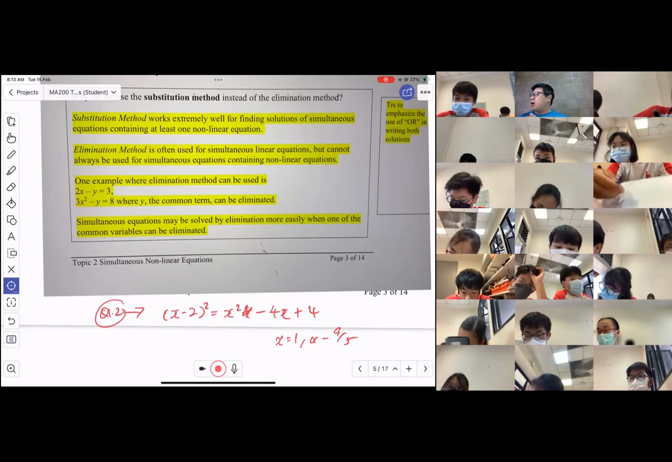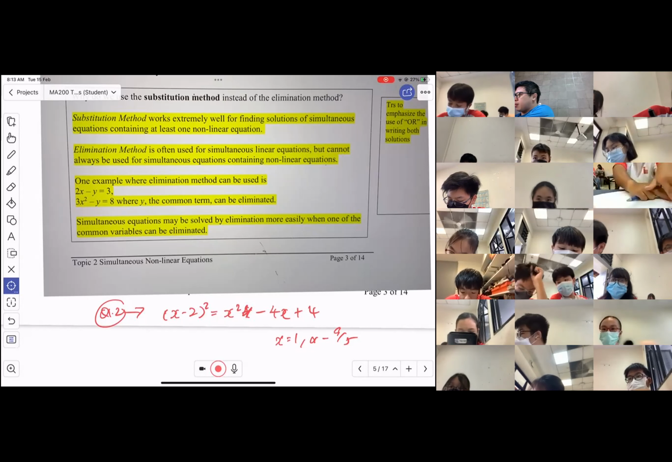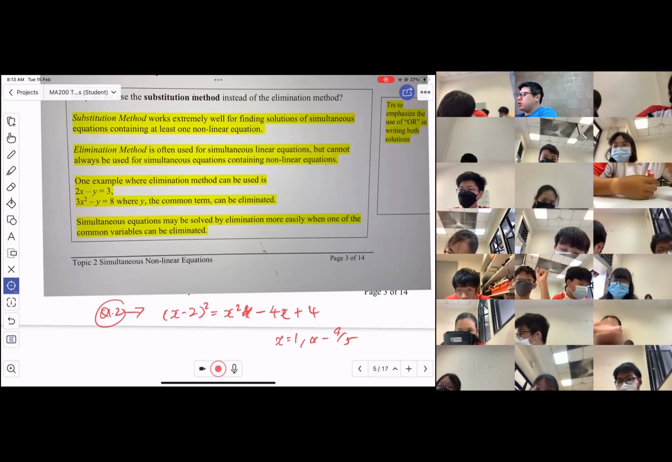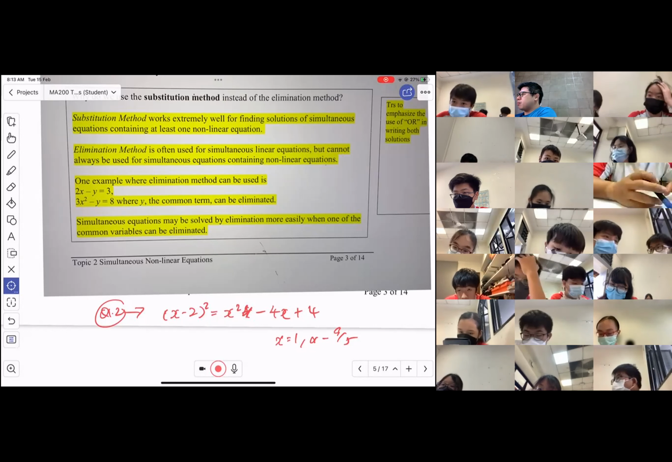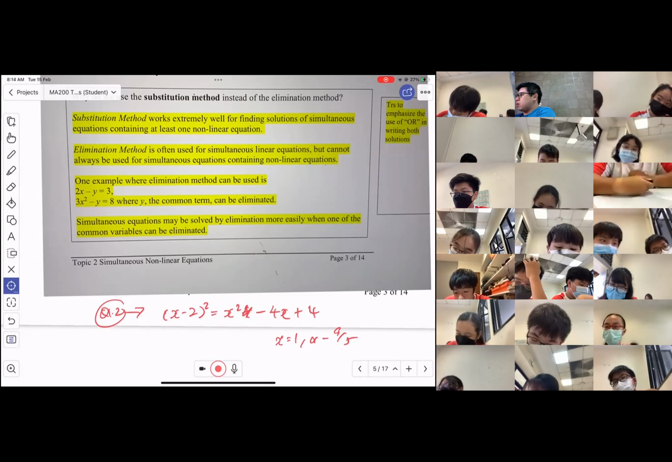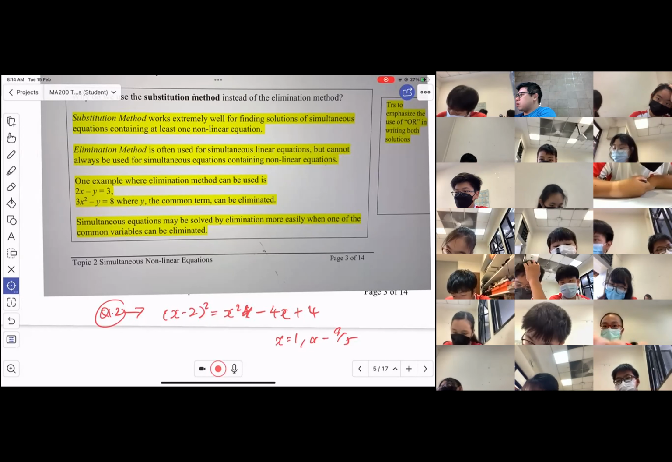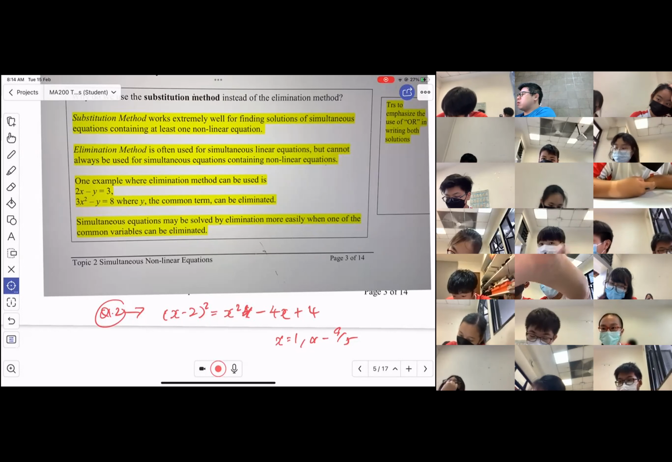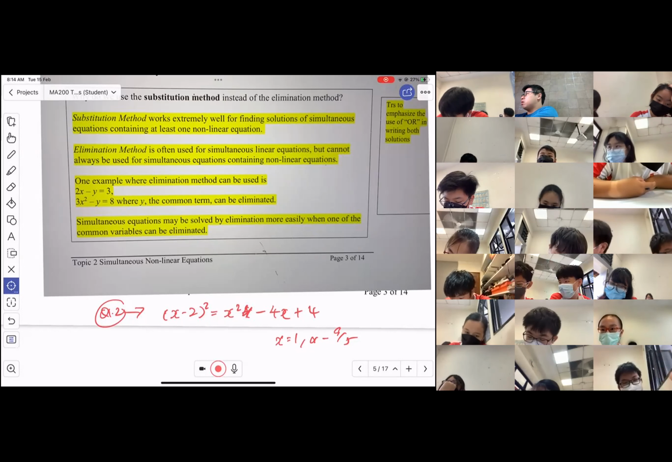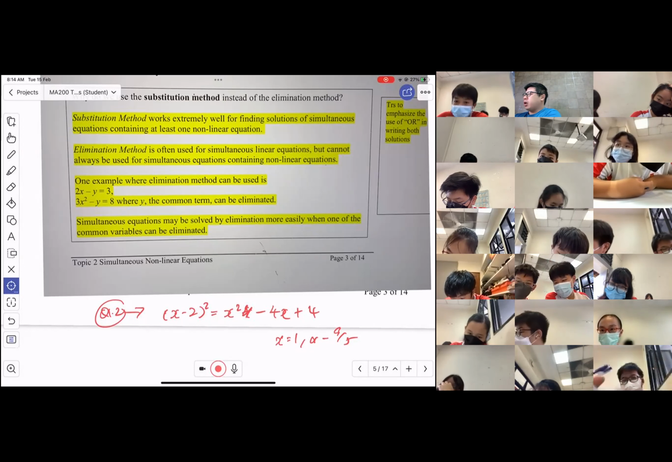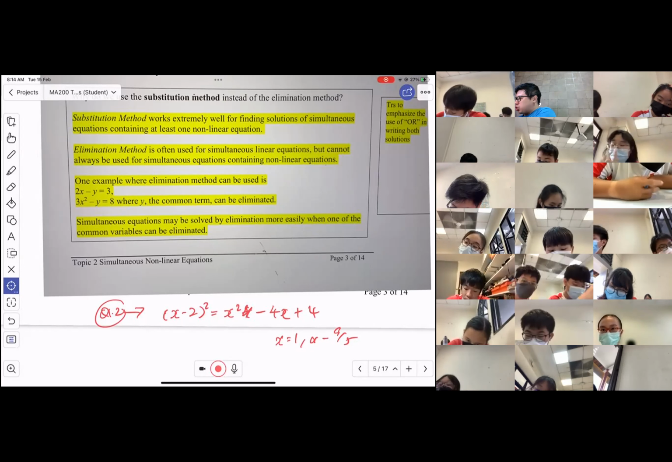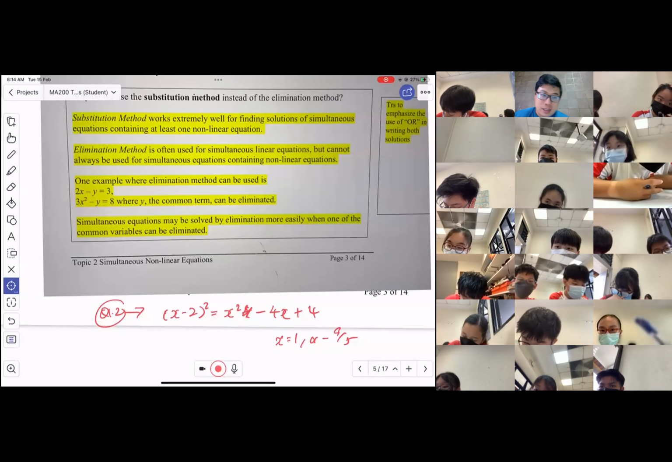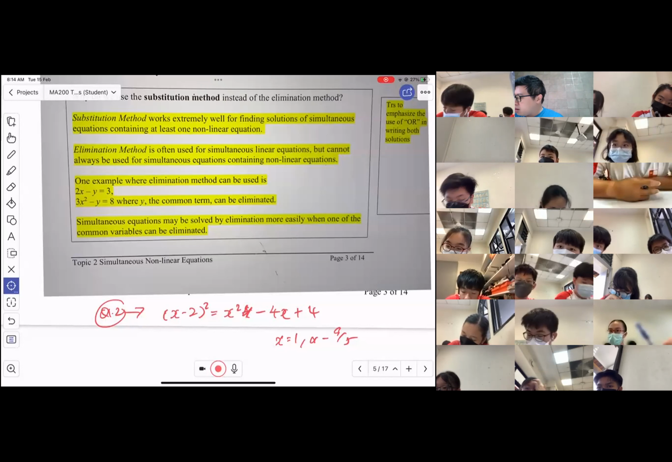Help me to copy this part. This part is part of your notes, and it's very, very long. I know it takes a while. Just in case, I also take this picture and put it inside the class WhatsApp group, so you can see this picture as well.